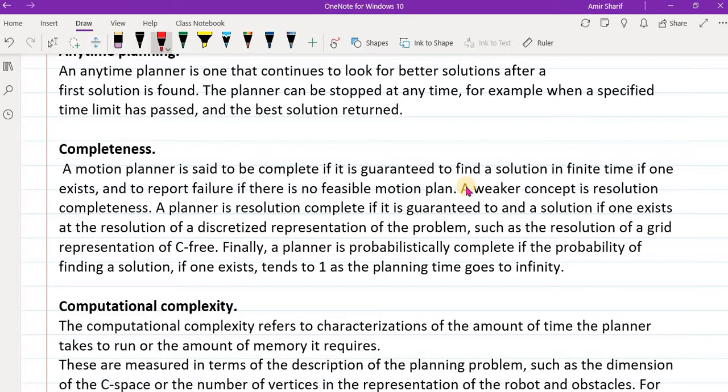So this is completeness. If your motion planner guarantees that it will find a solution in a finite amount of time, in case the solution actually exists, then we call it a complete motion planner. And in case the solution doesn't exist, then it should also report that the solution is not feasible. So this type of motion planner, we call a complete motion planner.